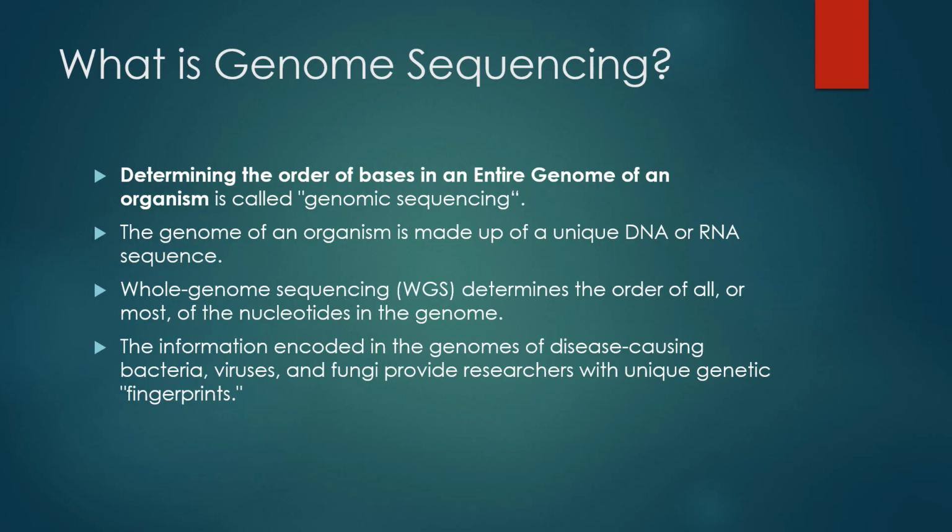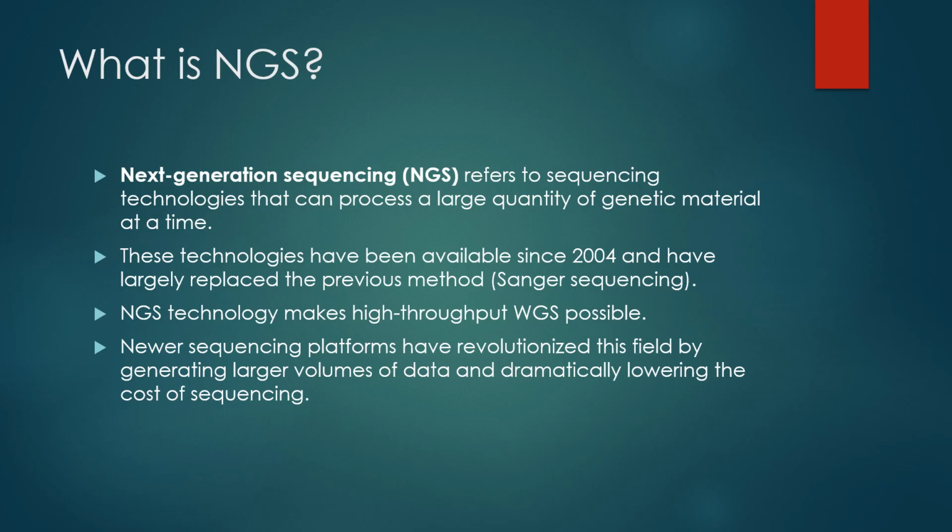So the information encoded in the genomes of disease causing microbes such as bacteria, viruses and fungi will provide unique genetic fingerprints to the researchers, so that it can be further studied, further analyzed and further exploited for various aspects. And when you speak about genome sequencing, we are also focusing on an area called next generation sequencing. This speaks about the sequencing technologies that are currently available, which can process a large quantity of genetic material at any given point of time.